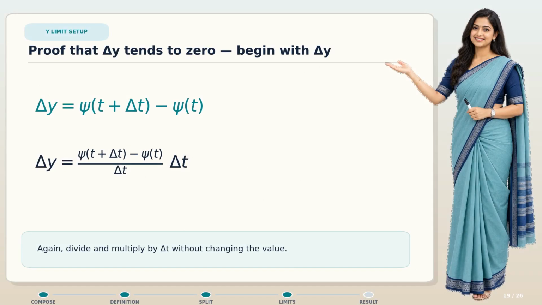Now prove the same result for y. Delta y equals psi of t plus delta t minus psi of t. For non-zero delta t, divide and multiply by delta t. Thus delta y equals the difference quotient for psi multiplied by delta t. We have again converted the increment into a derivative quotient multiplied by the small change delta t.